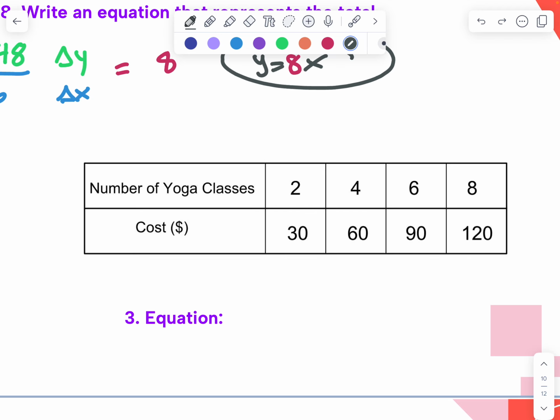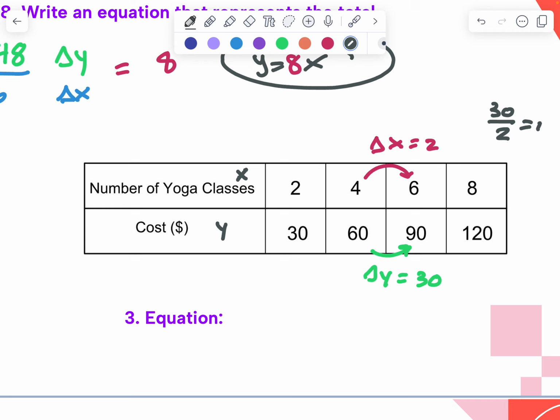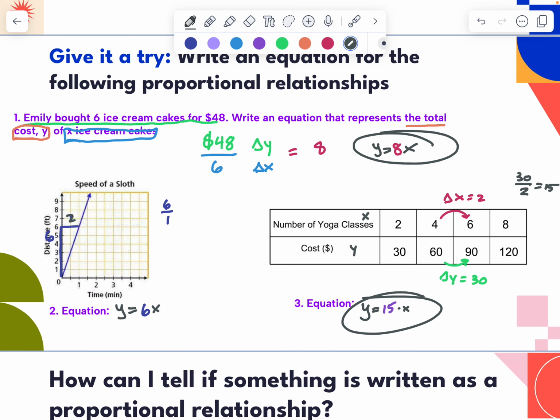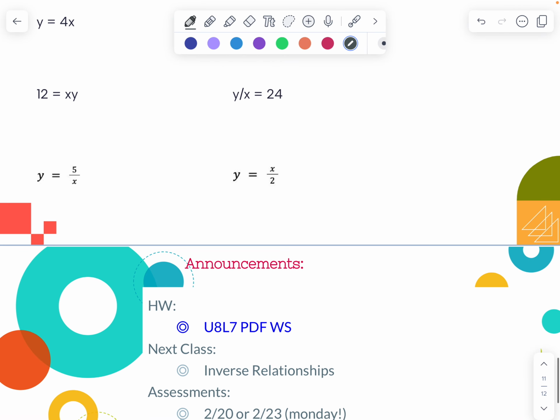This one's a little bit trickier. I'll remind you that alphabetical order is best with tables and points. So the top is going to be x, the bottom's going to be y. My change in y from any box to the next is 30. My change in x from any box to the next is 2. Slope, rise over run, is 15. So my equation, y equals 15 times x. Bam. One more page here and then I'll be done recording.